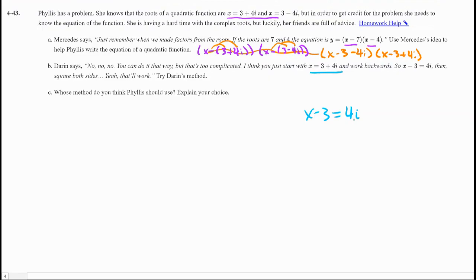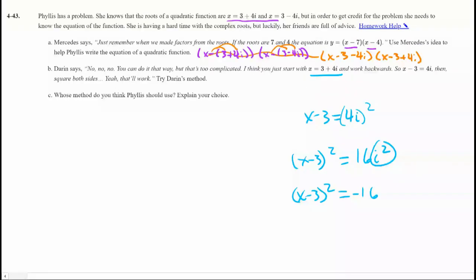And then I square both sides. So if I'm squaring both sides, I get x minus 3 squared equals 16i squared. 16i squared, remember i squared is just negative 1. So I got negative 16. And I could keep going with that.